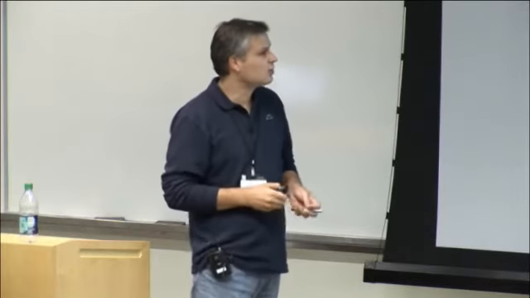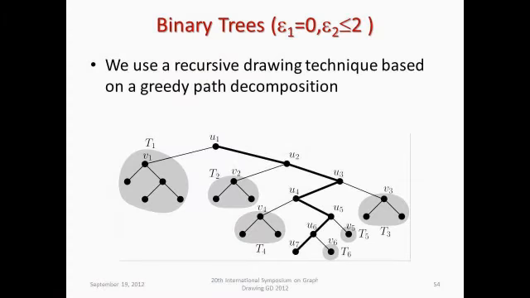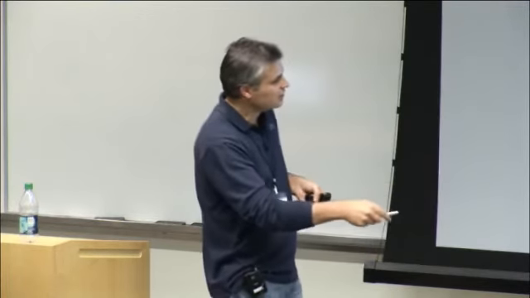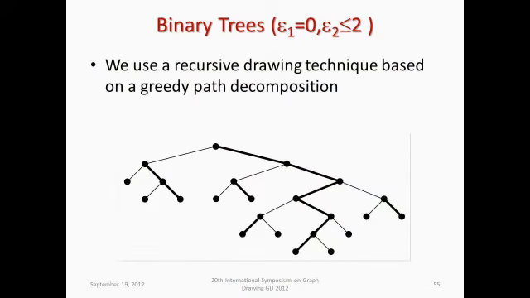And this is the more complex technique of our paper. We use a recursive drawing technique based on a greedy path decomposition. A greedy path is a path in the tree that goes from the root to a leaf, and is constructed this way. I start from the root, then I choose the subtree with more vertices, and I continue constructing the path in that subtree. So I go to U2 because it is the root of the largest subtree. And then analogously, I go on, and I have a path and a set of subtrees attached to the path, and then I can recursively decompose the subtrees.